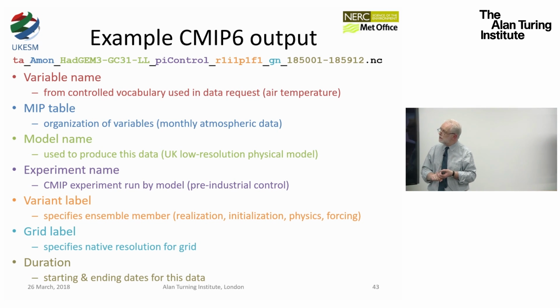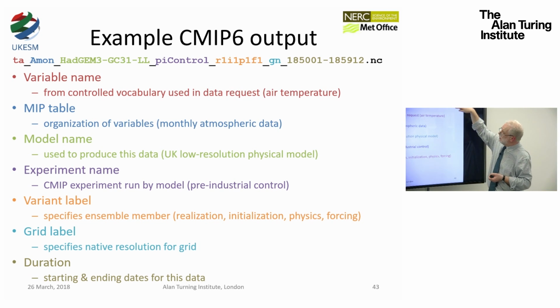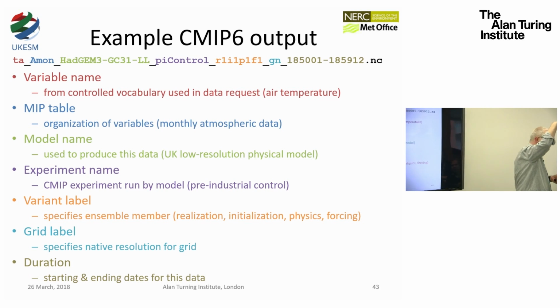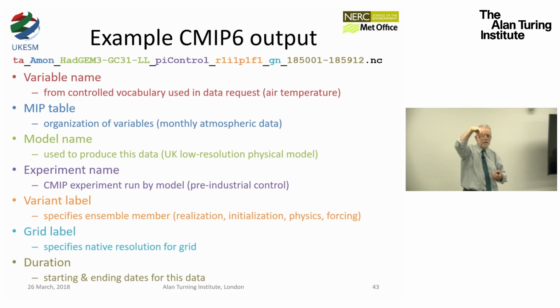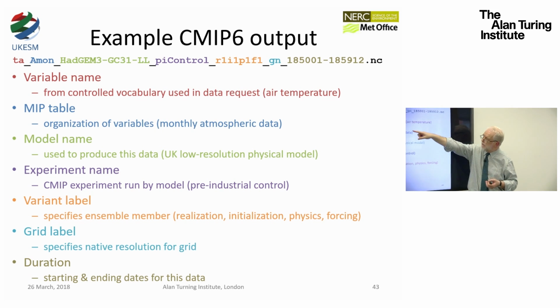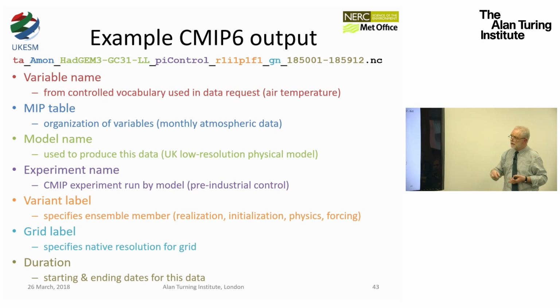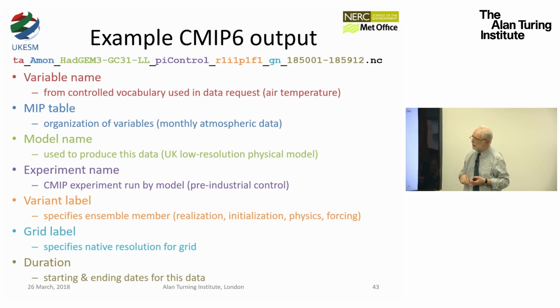This is the file up at the top there, and the different parts of this file name are laid down by CMIP6. It must have this format. So it starts with a variable name from some sort of controlled vocabulary used in the data request. In this case, TA is the air temperature. The next part is the MIP table, which is how the variables are organised. In this case, AMON means monthly atmospheric data.